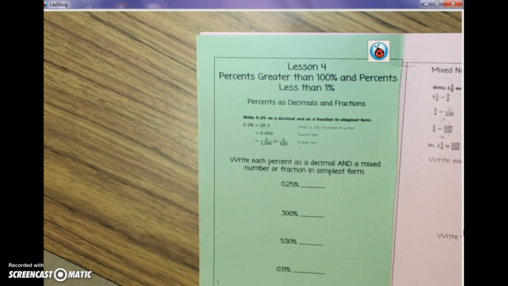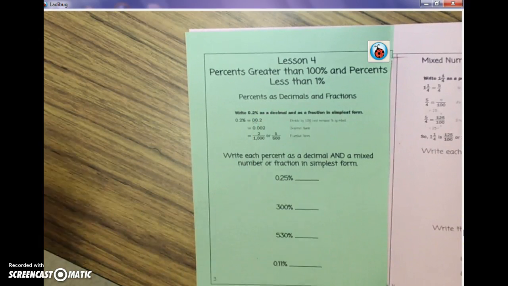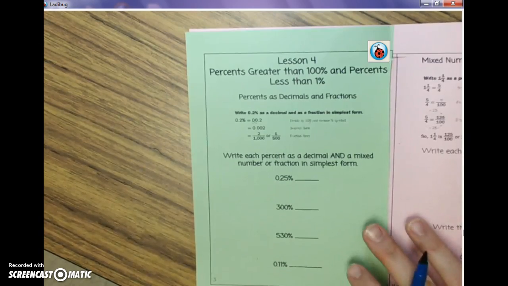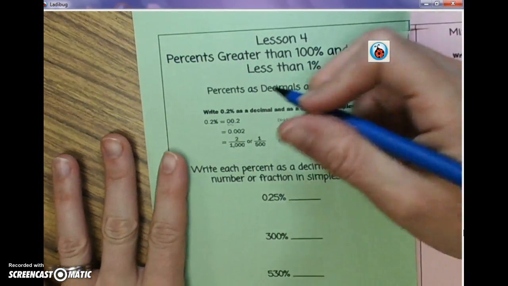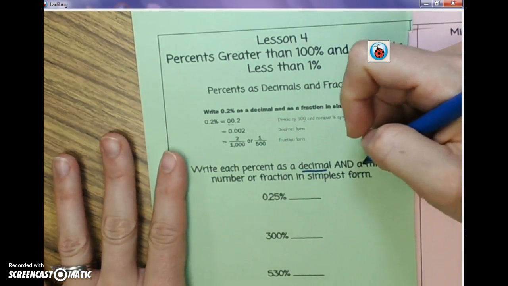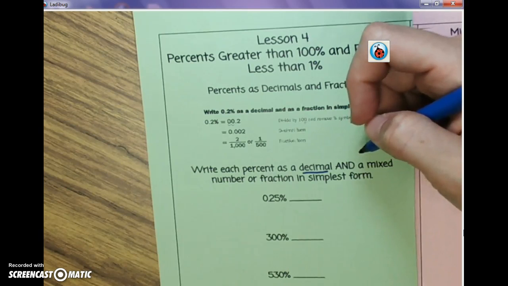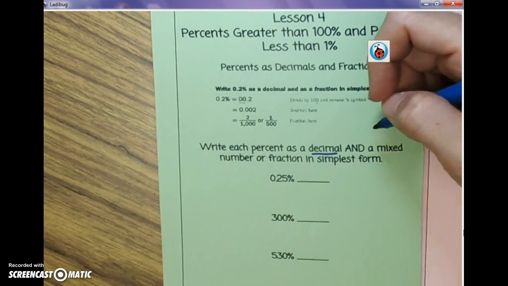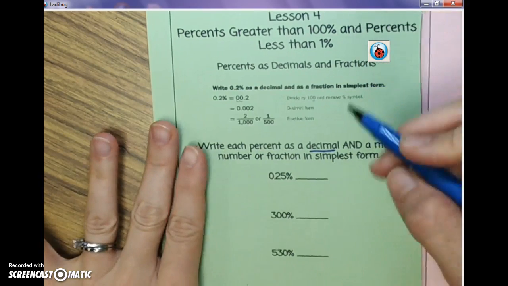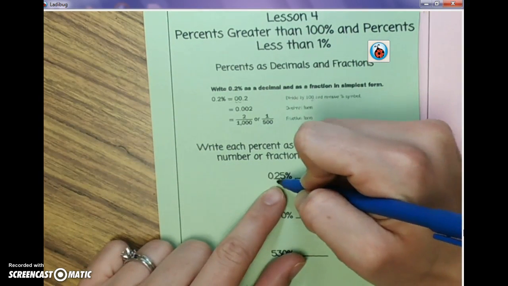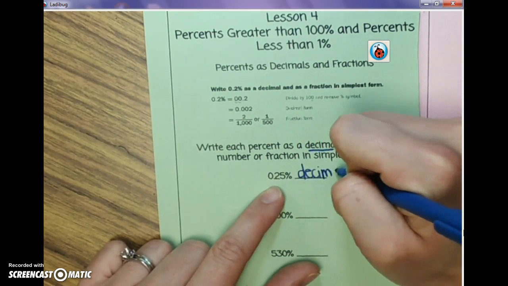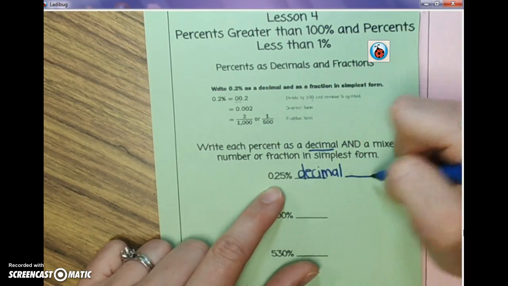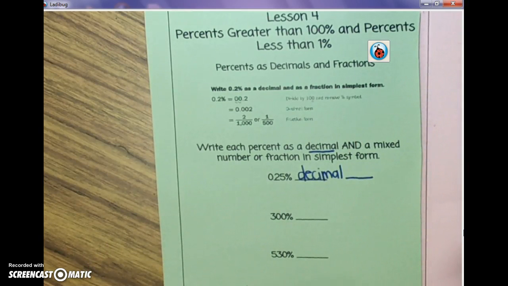So on this side, it says percents as decimals and fractions. So we're going to be writing these percents down here as a decimal and as a fraction or a mixed number. It will turn out to be a mixed number when the percent is over 100%, okay? So first, let's look at this 0.25%. We're going to write it as a decimal first. How do I change 0.25% into a decimal?